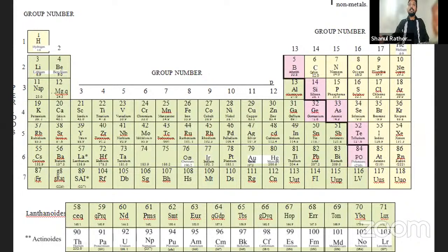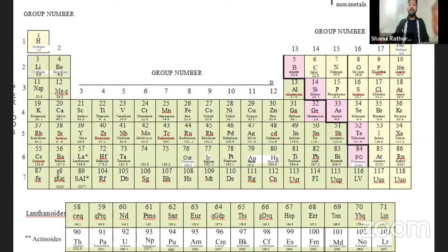It permits us to predict the properties and chemical reactions of these elements, right? For the elements present here, we can easily work out the chemical reactions and properties with the help of this specific periodic table. Okay.